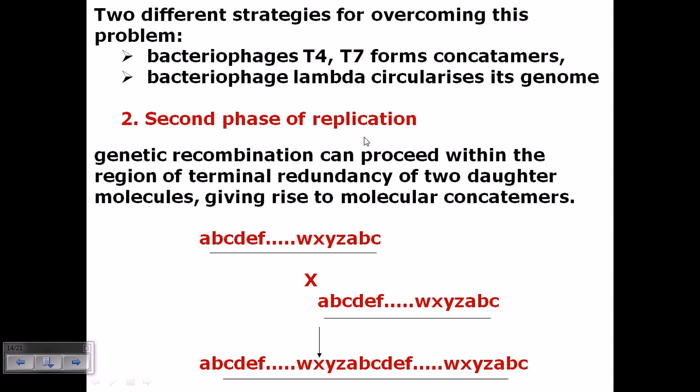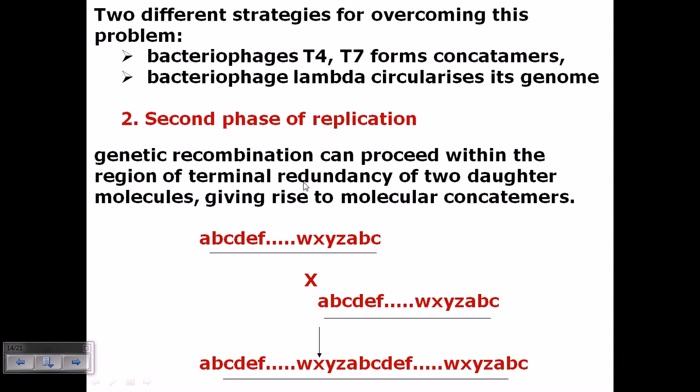Now the second phase of replication is the genetic recombination that can proceed within the regions of terminal redundancy of two daughter molecules. And the second phase of replication is unique to T4 phage, because phages like lambda won't have any terminal redundancy in those cases, because they just have the cos sites that are produced during the packaging of the phage DNA inside the head.